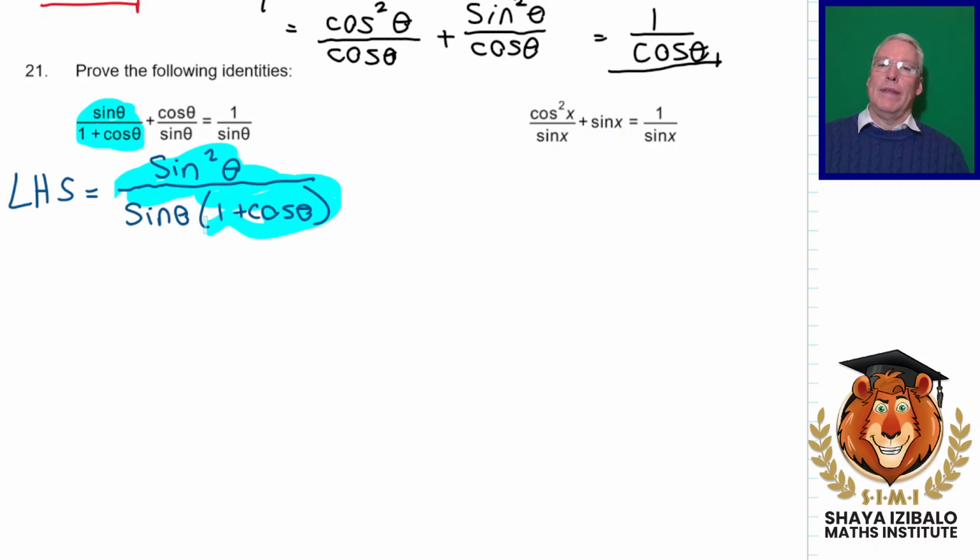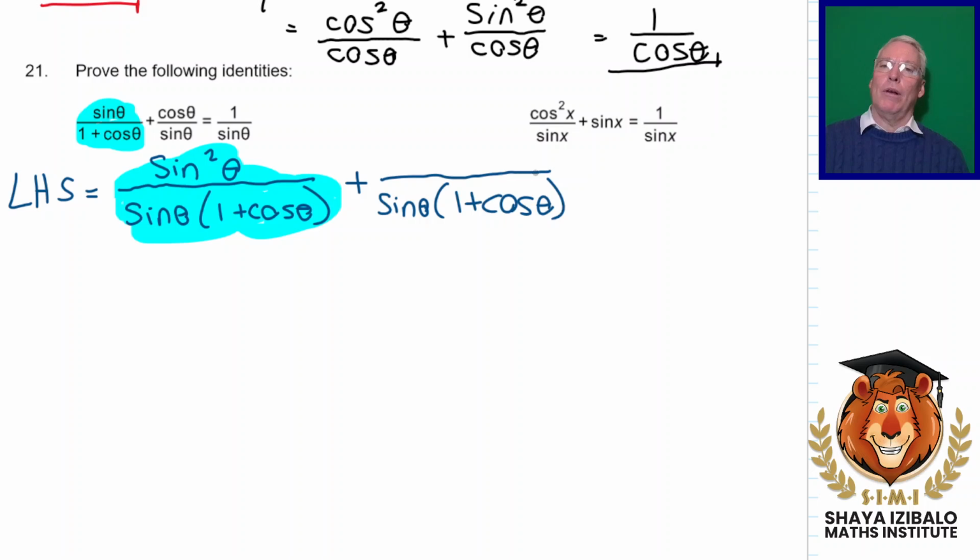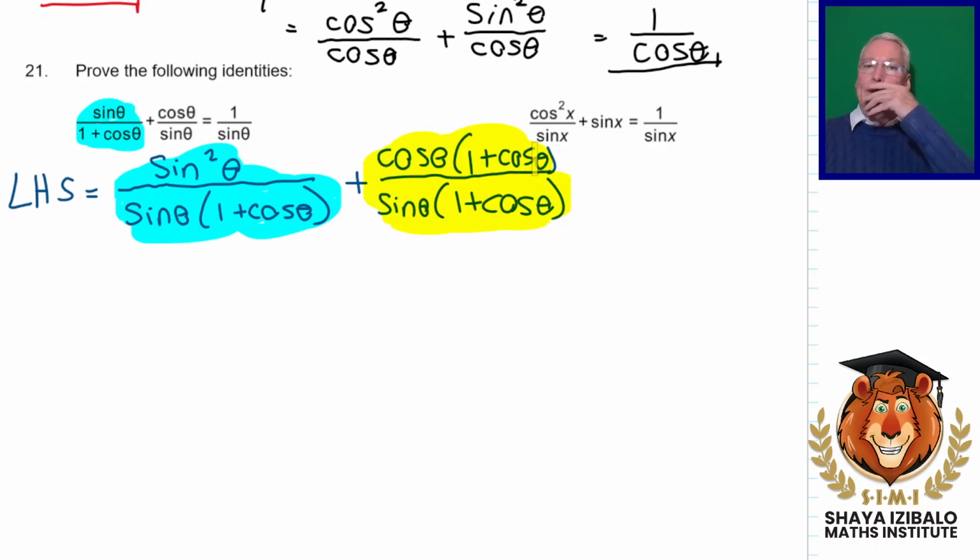That fraction there is exactly the same value as this fraction here. Now, the next fraction has got a sine theta on the denominator, and we want to get it to the same fraction type. So we're going to multiply the top and the bottom by 1 plus cos theta. If we do that on the bottom, we've got to do that on the top as well. So on the top, we've got cos theta, 1 plus cos theta. Now, the big advantage of what we've just done is we've got the same denominators. Now we can add these two terms.